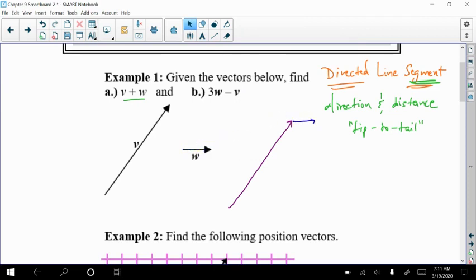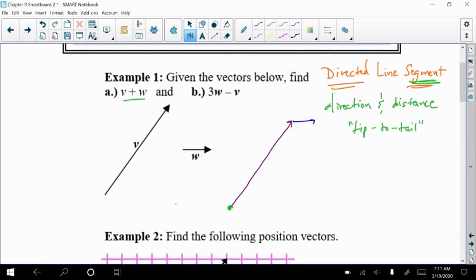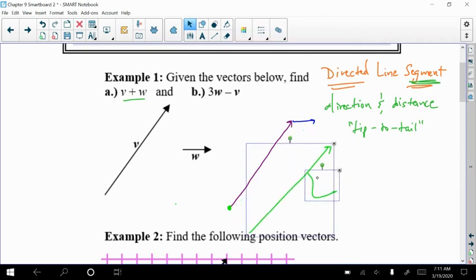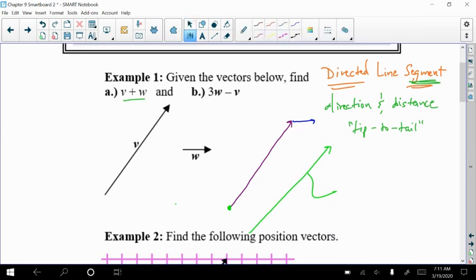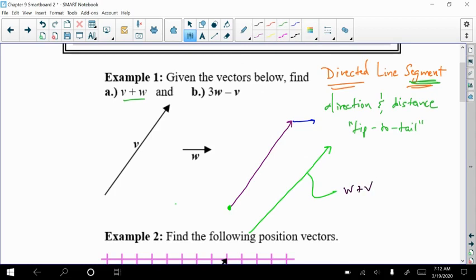So v, then w, and the sum would start at the starting point of the first vector and go to the ending point of the last vector. So if I started here and went up v and out w, I could have just gone directly there. The green segment, wherever I want to put it, is v plus w. Okay, so that's just simple adding of two vectors. And you could do scalar multiples of them, so 3w minus v.